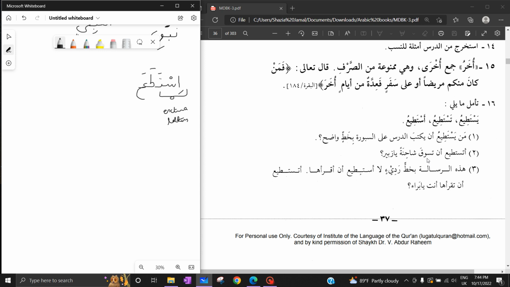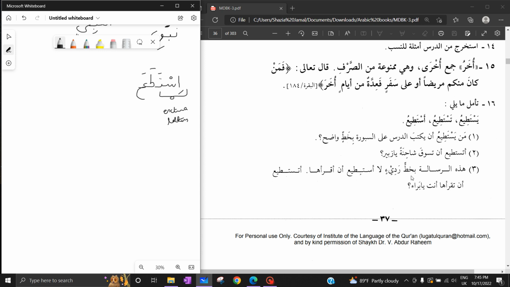Atastati'u an taswaqa shahinatan ya Zubair. Atastati'u is a questioning tool, hamzatul istifham. Can you? An taswaqa. Taswaqa means to drive. Can you drive? Shahinatan means the truck. Ya Zubair, can you drive the truck?